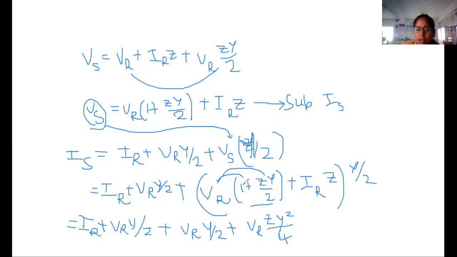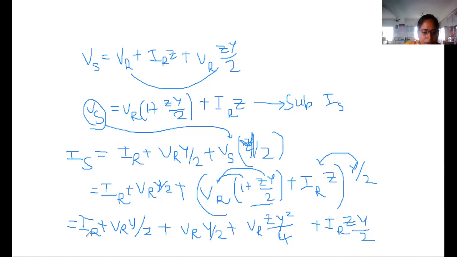So VR can also be multiplied, and y by 2 also multiplied. VR into y by 2 plus VR into zy by 2 into y by 2 is nothing but zy square by 4 plus, so in this term no products are there. Okay, so IR into Z into y by 2 can be multiplied here. So zy by 2. Okay.